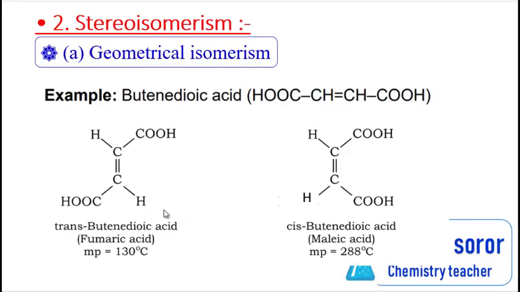In the cis isomer, the melting point is 130 degrees Celsius and the trans form has 288 degrees Celsius. So there is a big difference in physical properties such as melting point between the cis and the trans isomers.